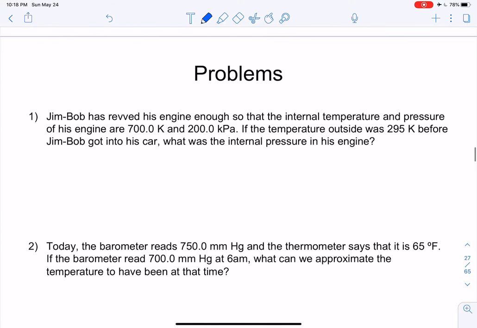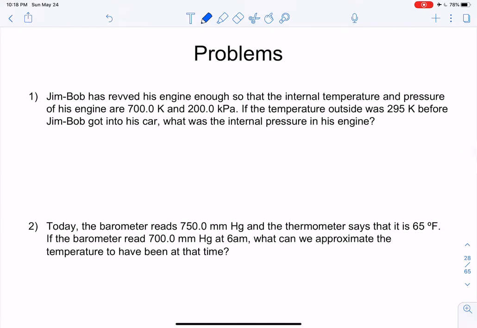All right, let's do some problems. Number one says Jim Bob has revved his engine enough so that the internal temperature and pressure of his engine are 700 K and 200 kPa. If the temperature outside was 295 Kelvin before Jim Bob got in his car, what was the internal pressure of his engine at the 295 Kelvin temp?